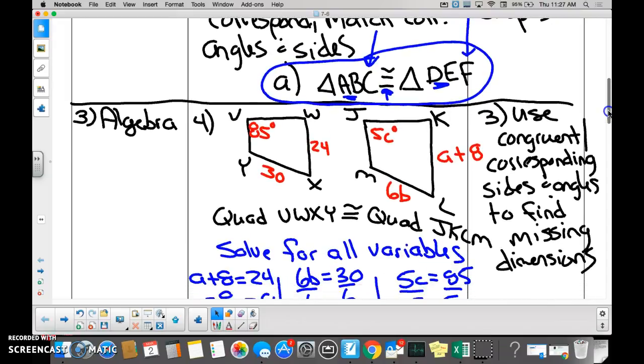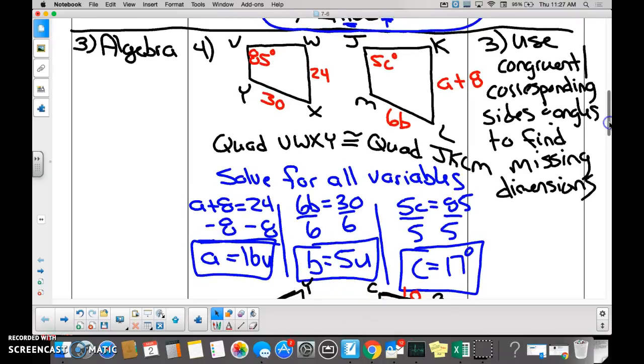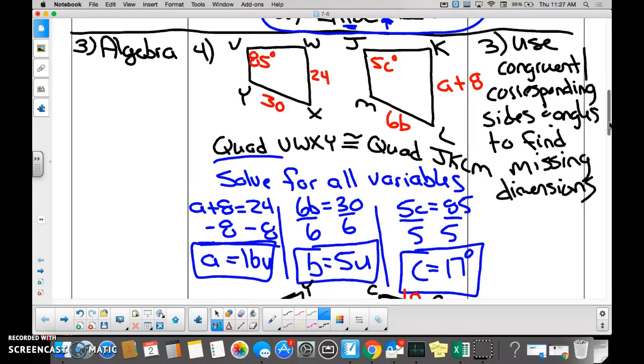Algebraically then, not much different on part 3 then, other than you have to solve for the missing variable. We were given the fact that the quadrilateral VWXY is congruent to JKLM. So an example would be then, if angle V is congruent to angle J, we can solve using algebra. 5C is going to be equal to 85. Solve using your algebra, and we can determine that C is going to equal 17 or 17 degrees, depending on if it needs a label or not.